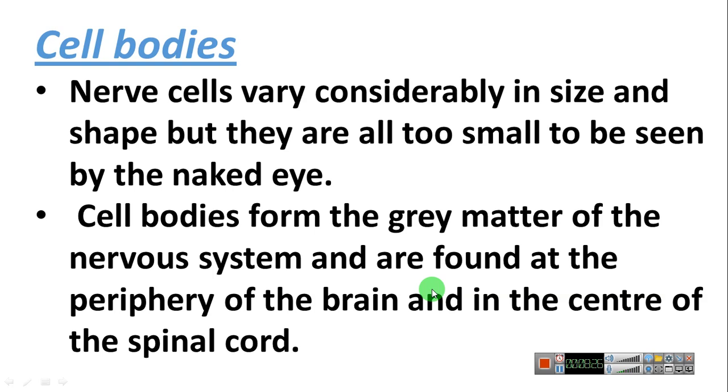Cell bodies form the grey matter of the nervous system and are found at the periphery of the brain and in the center of the spinal cord, from which nerve cell bodies are forming the grey matter of the nervous system.